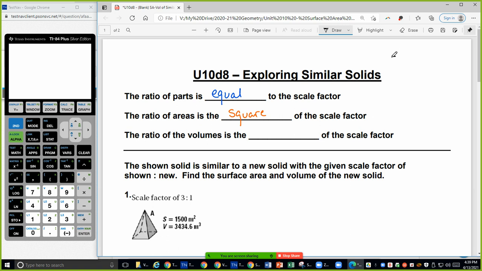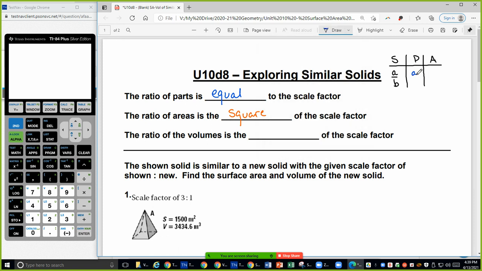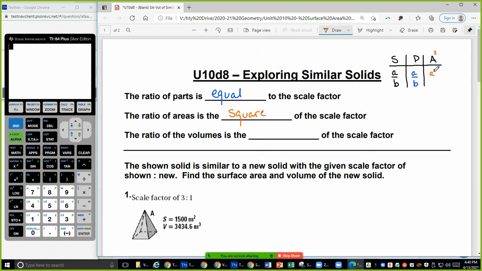When we looked at our two-dimensional shapes, we created a SPA table. And we said that the ratio of the parts was equal to the scale factor. So if I had A over B, the ratio of my parts was also A over B. That's any parts. That could be sides or altitudes or radii, diameters, any sort of part, or even perimeter. And for the ratio of my areas, we said we had to square the ratio, so it was A squared over B squared.